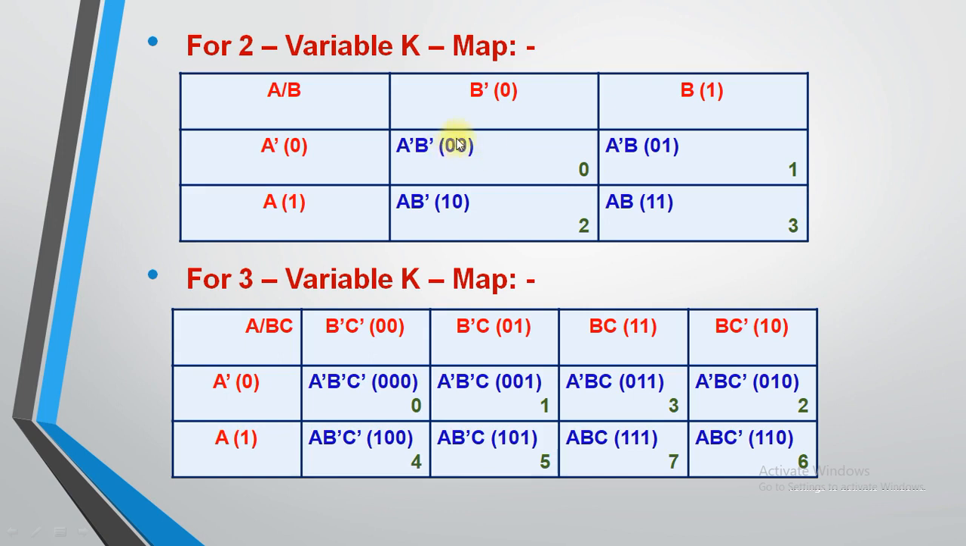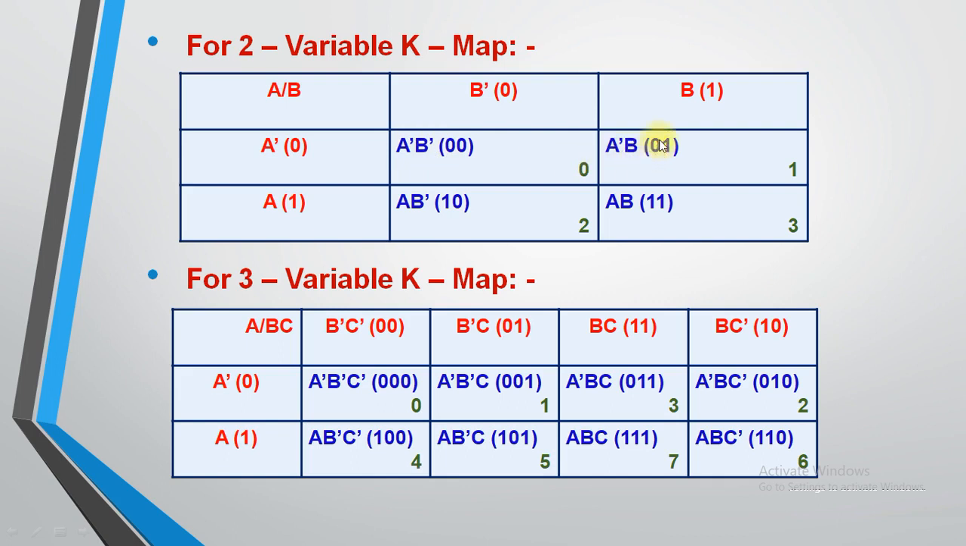For 2 input variables, we have 4 cells and the first cell is represented by 0, then 1 and so on. The first combination you need to write in the 0th cell, the second combination in the first cell, the third combination in the second cell, and the fourth combination in the third cell. Now the first combination in the truth table is 0 0, then 0 1, 1 0, 1 1. 0 is represented by dash, so you need to make A dash B dash over here.